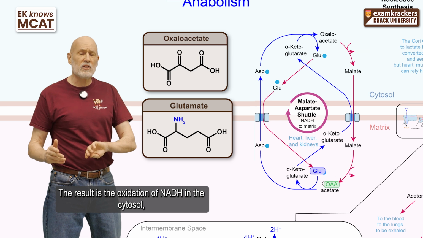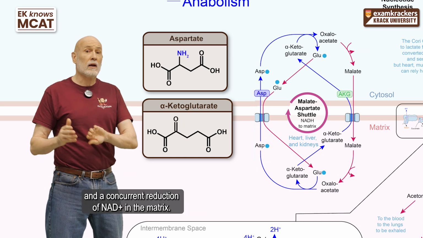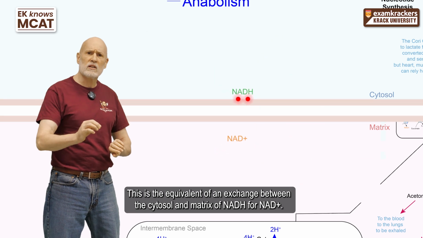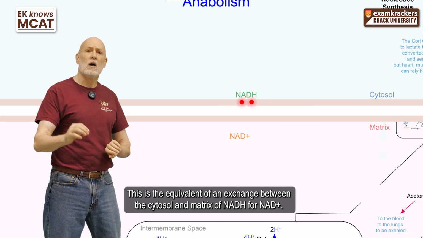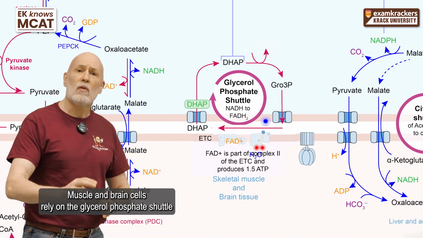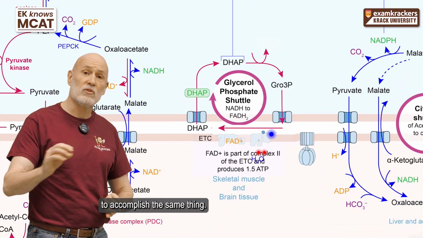The result is the oxidation of NADH in the cytosol and a concurrent reduction of NAD+ in the matrix. This is the equivalent of an exchange between the cytosol and matrix of NADH for NAD+. Muscle and brain cells rely on the glycerol phosphate shuttle to accomplish the same thing.